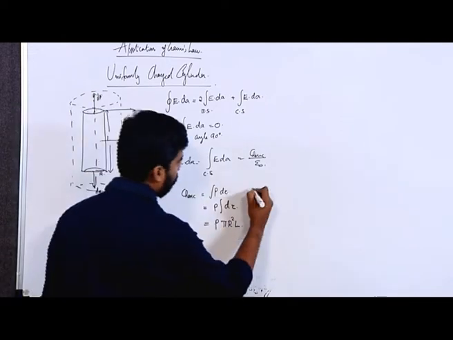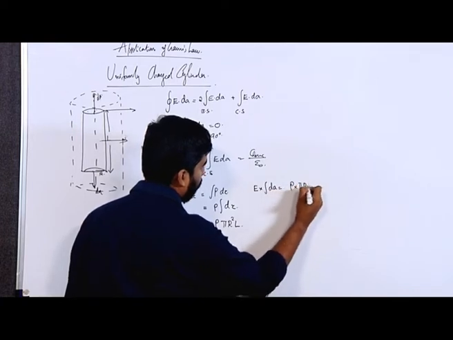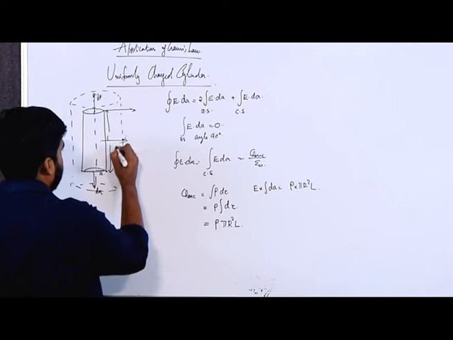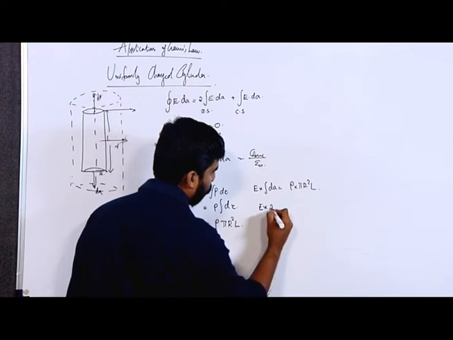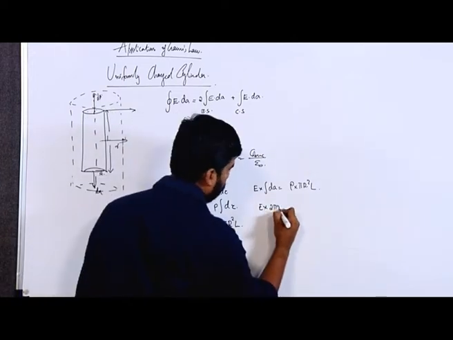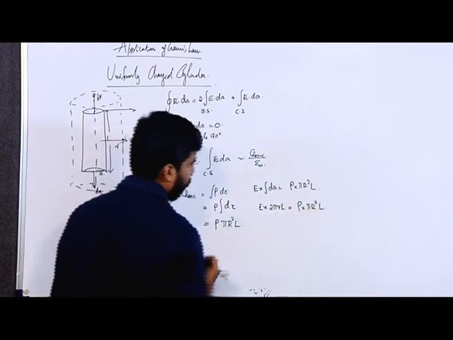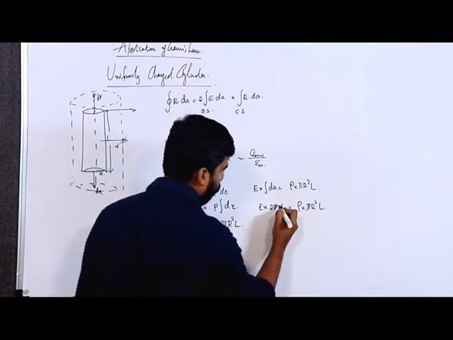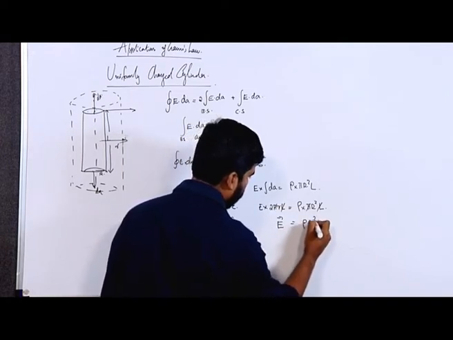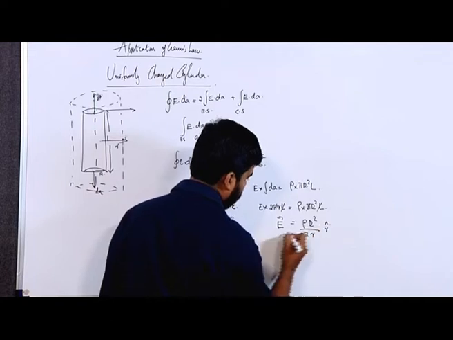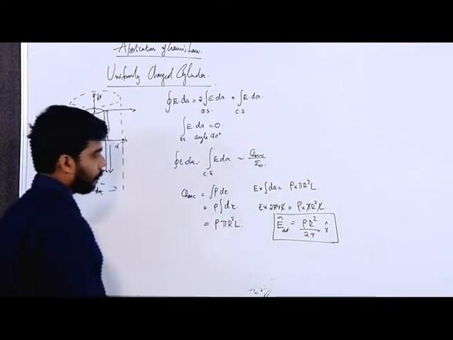So, substitute here, E into integral dA is equal to rho into pi R square L. At this point P, which is at a distance r, E into 2 pi r L is equal to rho into pi R square L. So, pi and pi will go, L and L will go. So, electric field is equal to rho R square by 2 epsilon 0 r into r cap. This is the electric field produced outside the cylinder.